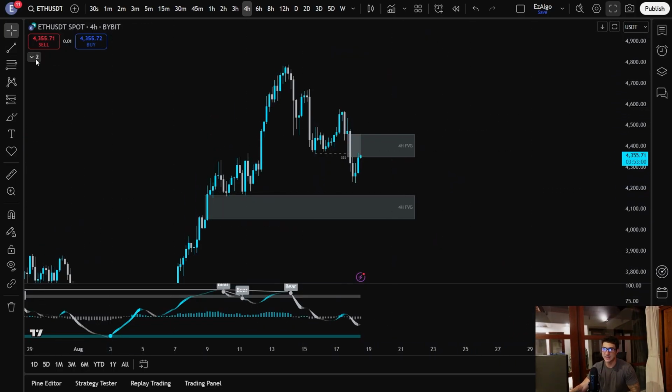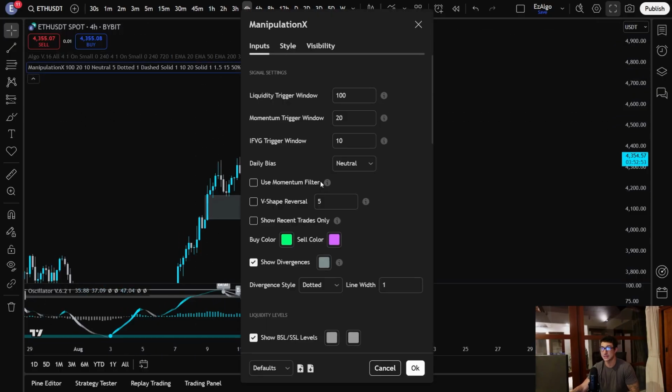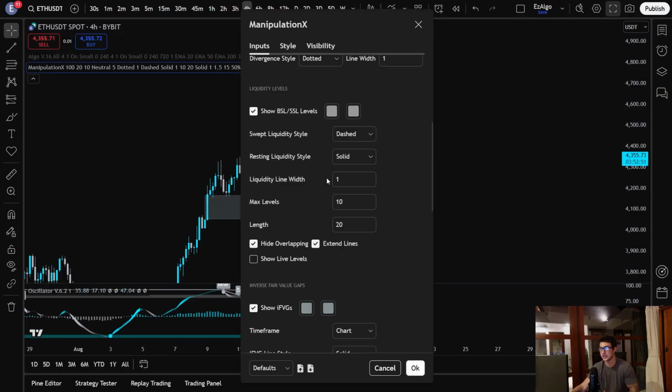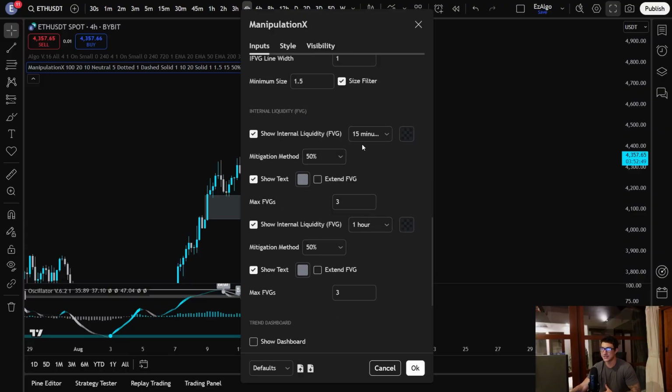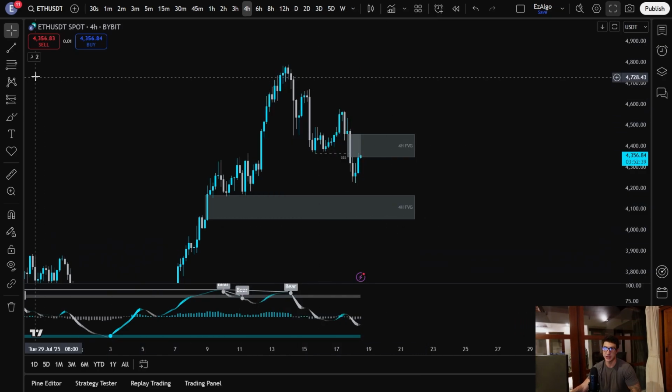Okay, let's go over my settings now for crypto, okay? I like to trade on a slightly higher time frame. So I keep the settings the exact same, right? I like to filter the trades out by myself, but instead of showing the internal liquidity at 15 and 1 hour, I will change it to 1 hour and 4 hour, right? Because I'm usually not entering below a 15-minute to 1 hour time frame when I'm trading crypto.